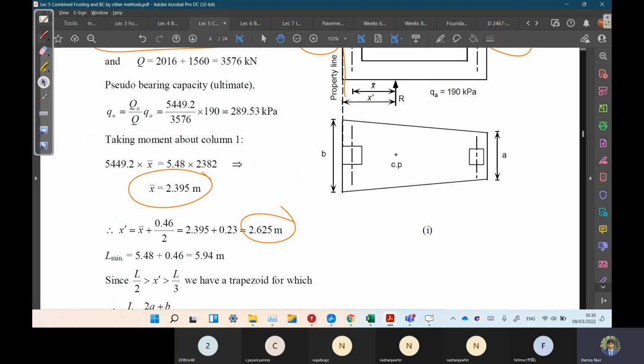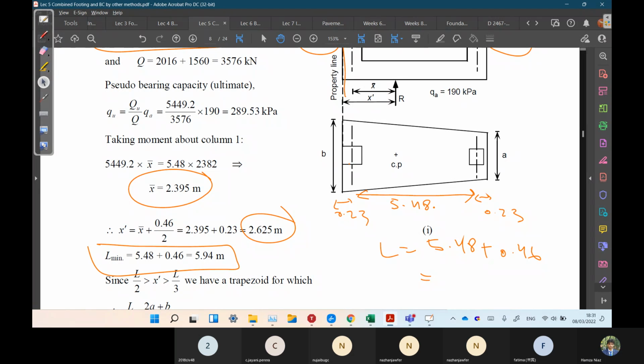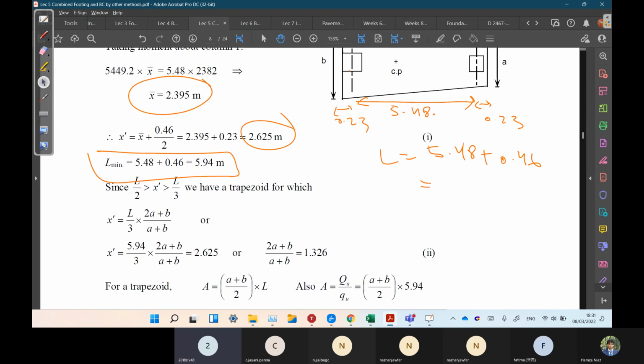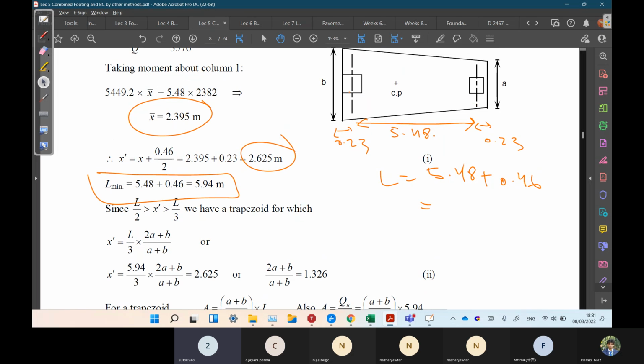First we have to find the L. What is the L? This one is 5.48 plus this one is 0.23, half column, 0.23. Simply, L is 5.48 plus column size. Column size is 0.46. Simply add them, we get this length of 5.94.